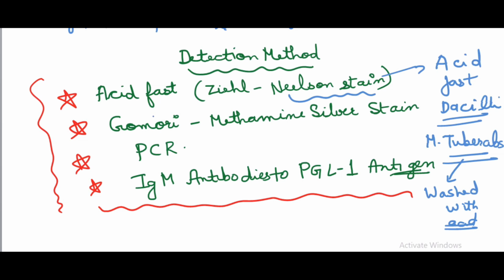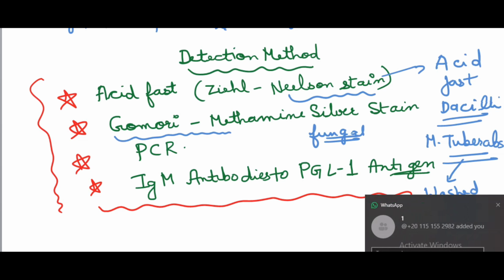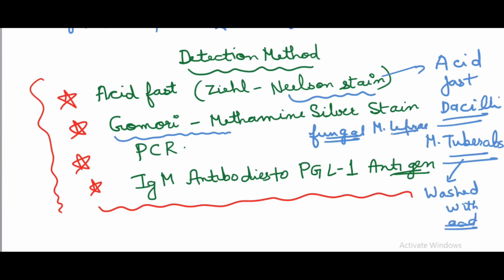Other method that we can use is Gomori methenamine stain. So what is it used for? So remember that Gomori methenamine staining is typically used to detect fungal organisms, and it is used in some bacteria. It can be used to detect M. leprae bacteria, due to its ability to stain the organism's cell wall component that you would see under the microscope.